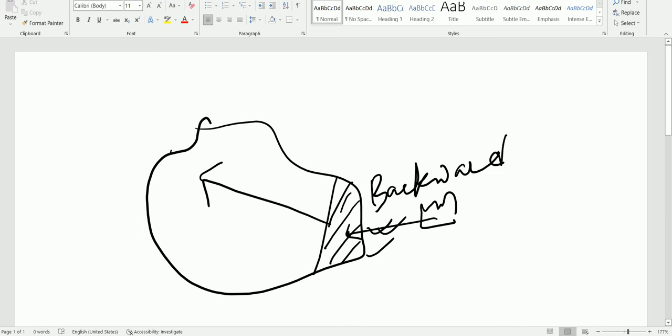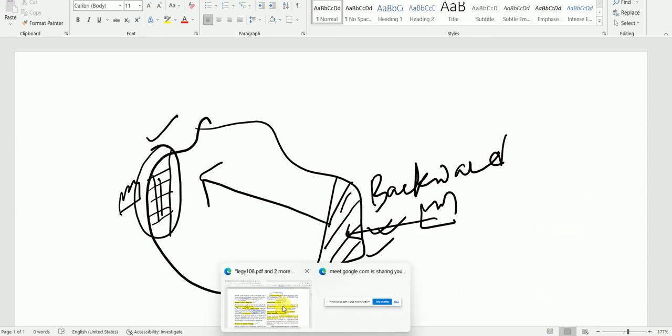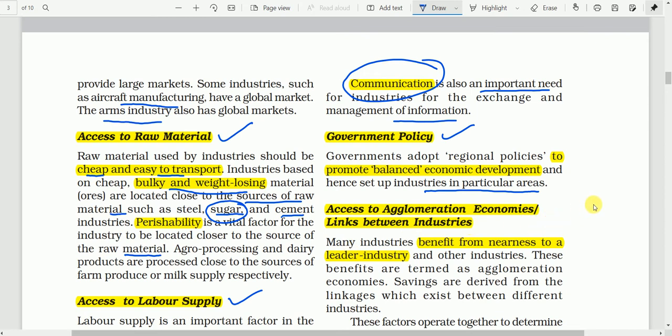And likewise here also, let us say we have another backward area. Here also the government may establish one industry to develop this backward area. This is what we call government policy. So resources may not be available in that particular backward area, but to promote balanced economic development, the government may establish industries in such areas.